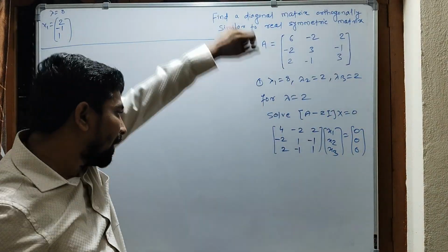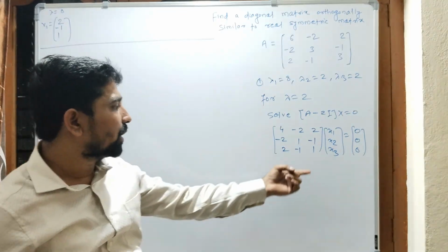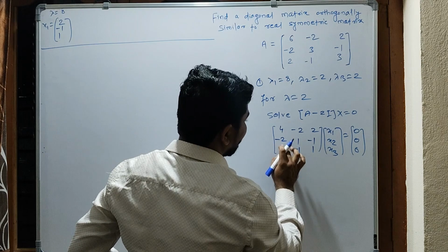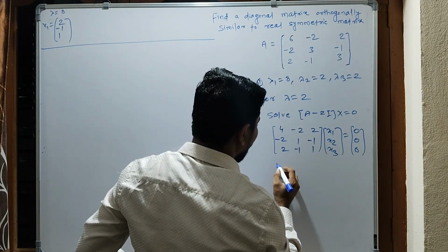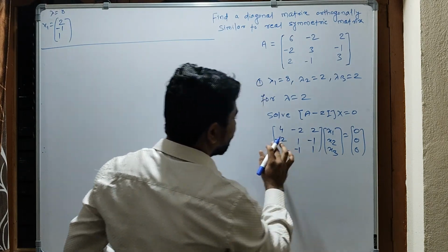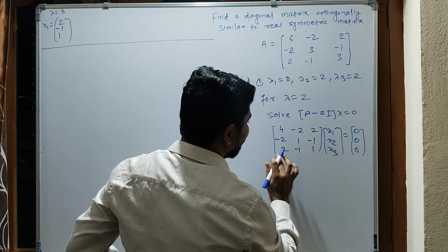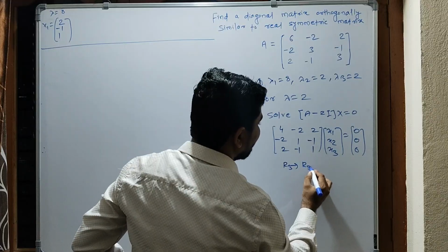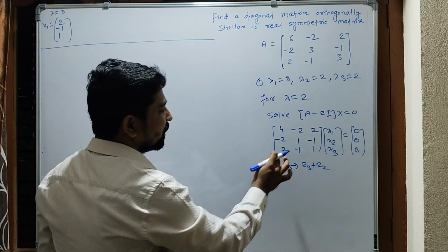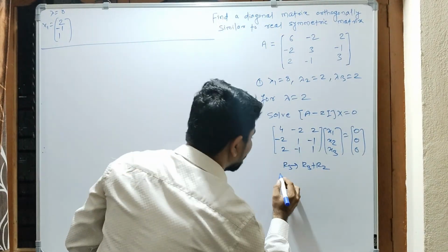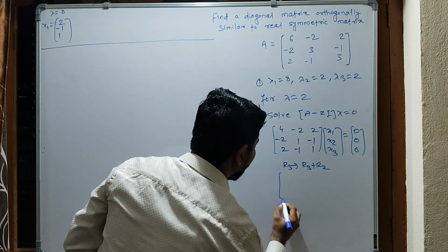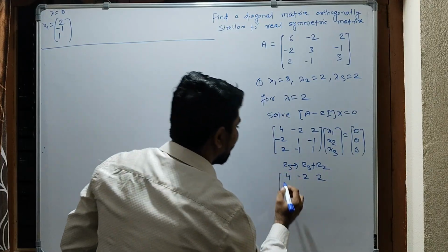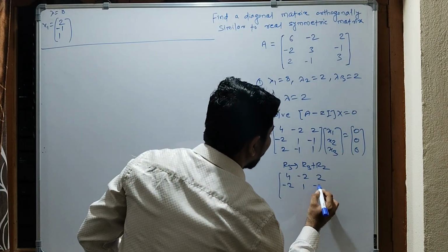Now I want to convert this matrix into the echelon form. First make this element 0. I will apply the elementary operation. First I will add these two rows. Here R3 changes to R3 plus R2. I am applying the operation. So R3 changes to 2 plus 2 minus 2, which becomes 0. So here I am applying 4, minus 2 and 2, here this is minus 2, 1, minus 1.